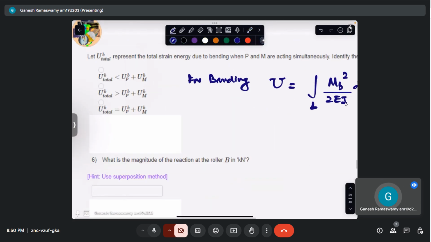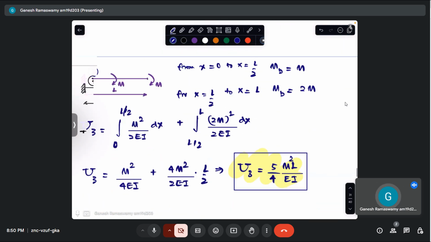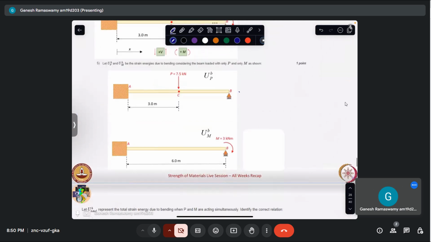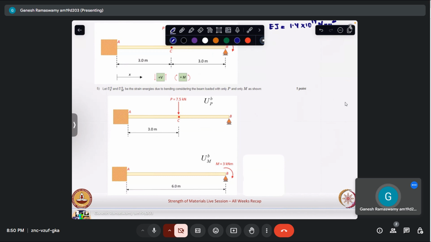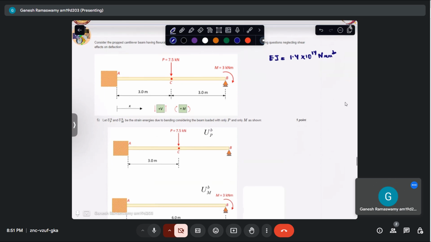So U total is greater than the sum of the individual strain energies because of the additional terms, which we just saw using a simpler example. I could have done just the same for these two cases as well, but it would have been more cumbersome because the reactions come into play. But the idea behind asking this question was to understand that these two don't sum up to the total strain energy because of the non-linearity present. So I hope that is clear.